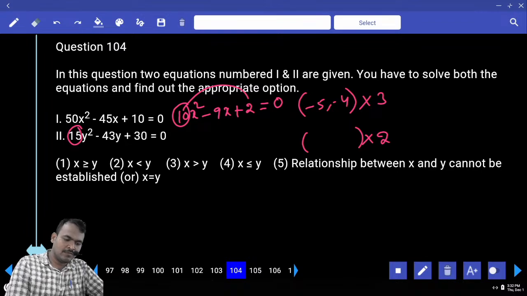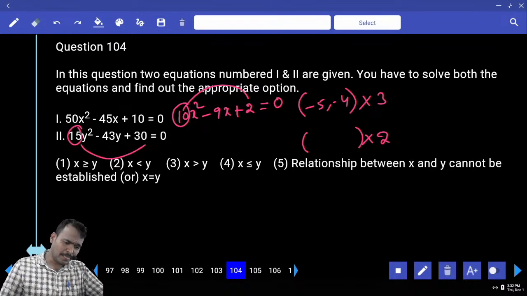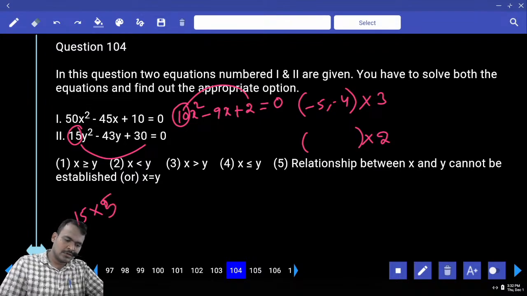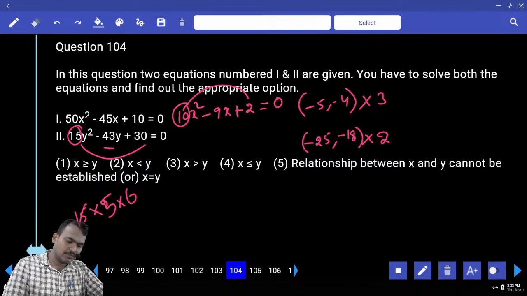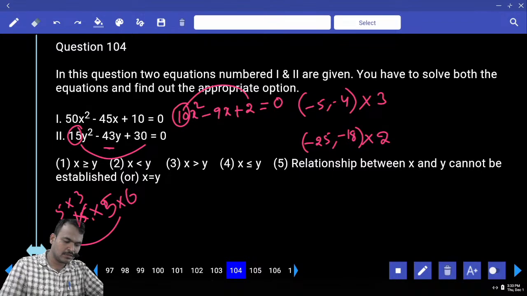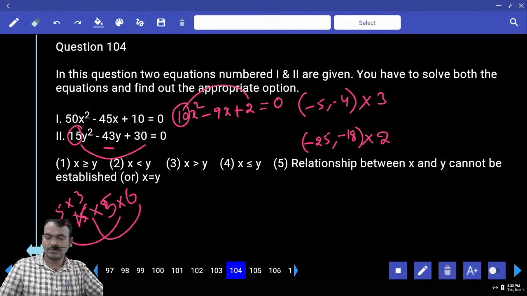Second one, 15 into 30, nothing but 15. 30 means we write 2 into 15, or 5 into 6 or not? Okay, actually 43 or not? 43 means we write minus 25 minus 18 or not? Actually 15 means we write 5 into 3 or not? 5 5s are 25, 3 6s are 18, minus 25 minus 18. Those are the initial roots.